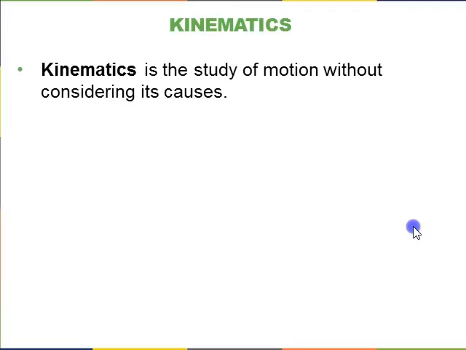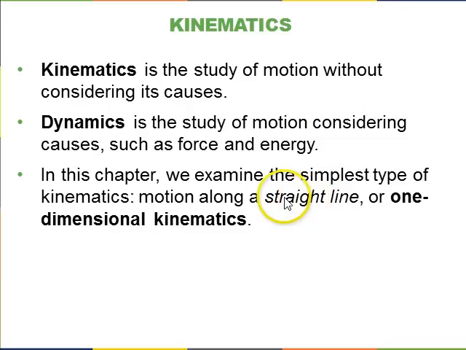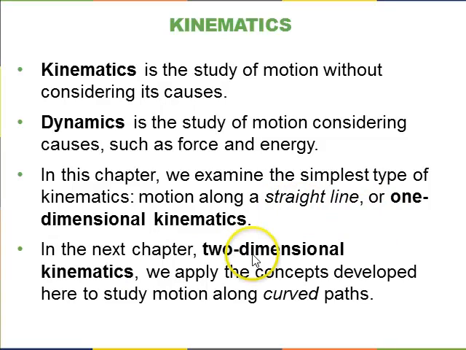Okay, so kinematics is the study of motion without considering its causes, as opposed to dynamics, which we'll get into like in the 4th chapter, which is the study of motion when you do consider the causes of motion, such as force and energy. So in this chapter, chapter 2, we examine the simplest type of kinematics, motion along a straight line. This is called one-dimensional kinematics. And then in chapter 3, we get into two-dimensional kinematics, where the motion can go along curved paths, such as a car turning or a projectile curving as it goes through space.